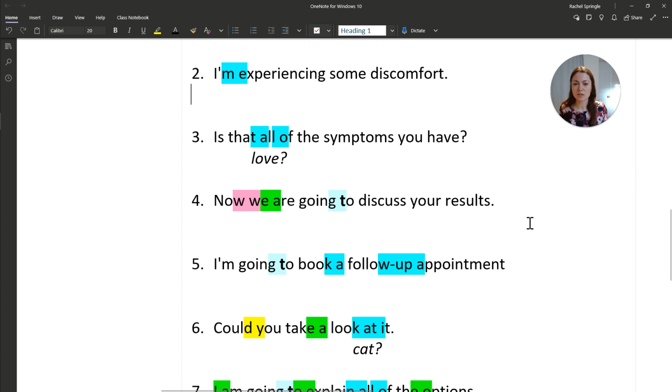Is that all of your symptoms? What do you notice? Well, it sounds like we have a new word here. It looks like "love." It's not. It's, again, those small determiners, prepositions, different words that are combining together, readjusting those word boundaries.